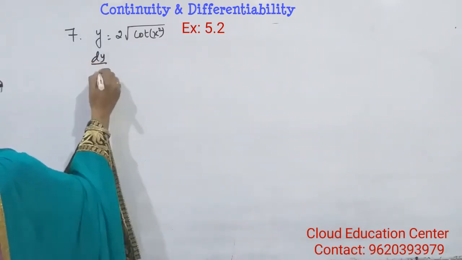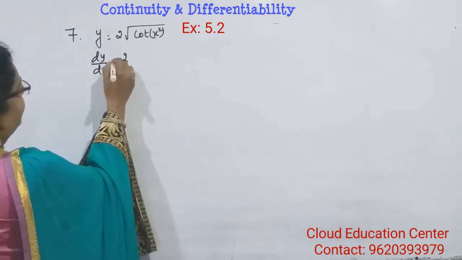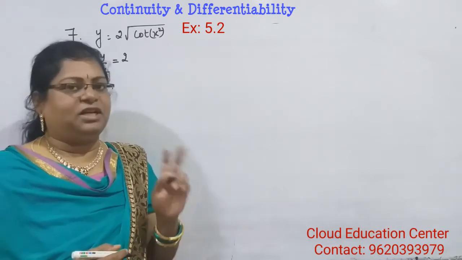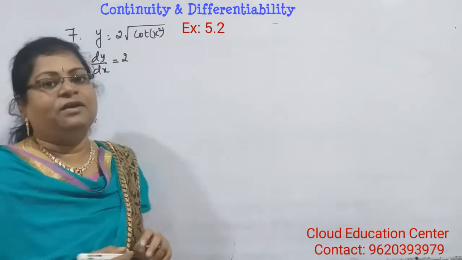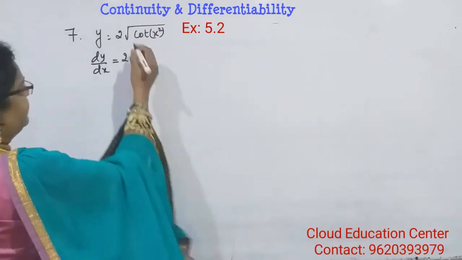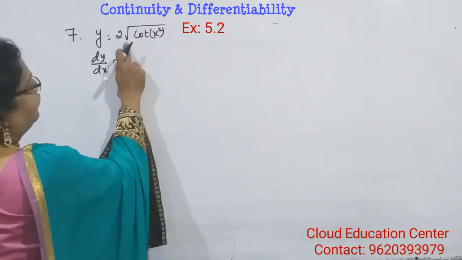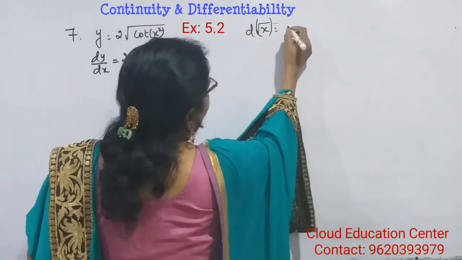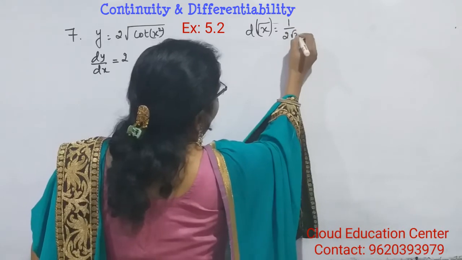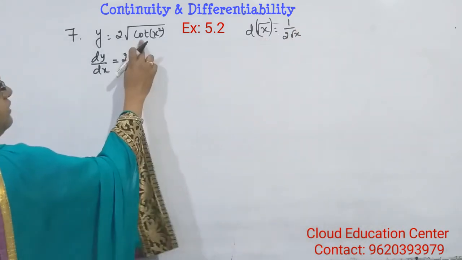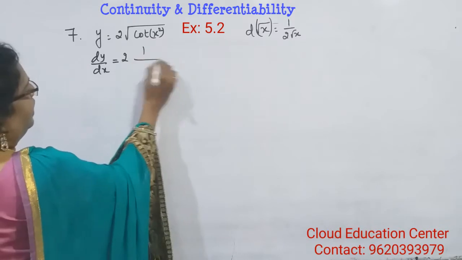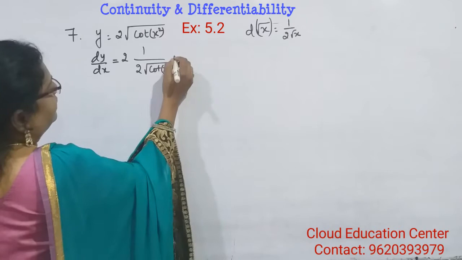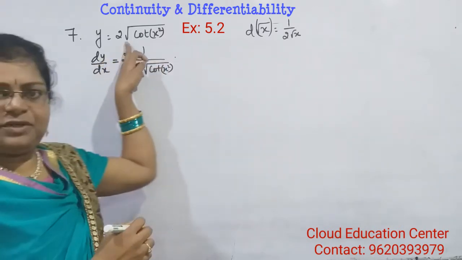Now dy by dx, 2 comes as it is. Actually when a constant is there alone, if you differentiate it will become 0, but this 2 comes along with the function, so we rewrite it as it is. Now we are going to differentiate the root first. We already know the differentiation of root x is 1 by 2 root x. Here we have root of cot x squared, so 1 divided by 2 root of cot x squared. So now we finish the differentiation of the root.